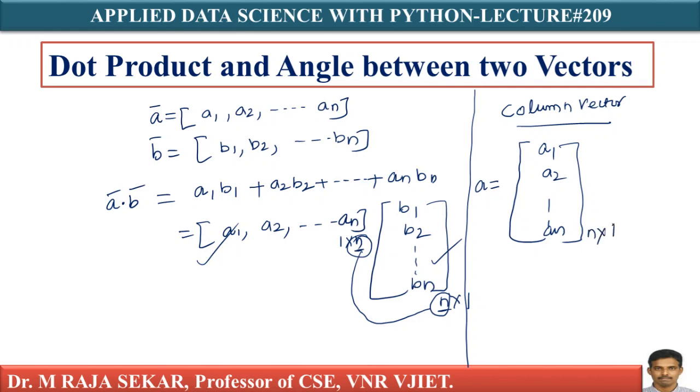Column vector means what? Size n by 1. There are n rows and 1 column. Now, what does A transpose mean? This column vector will be converted into a row vector. I can say A1, comma, A2, comma, so on, An. I can convert a column vector into a row vector just by taking an operation called transpose, and that becomes 1 cross n. How many rows? There is 1 row and n columns, that is 1 cross n.